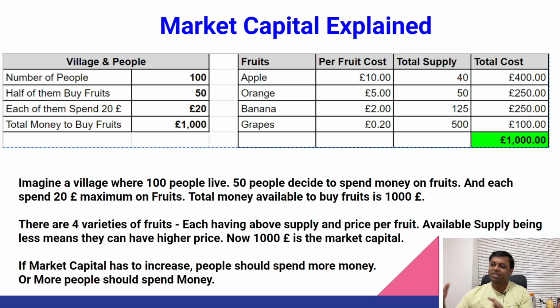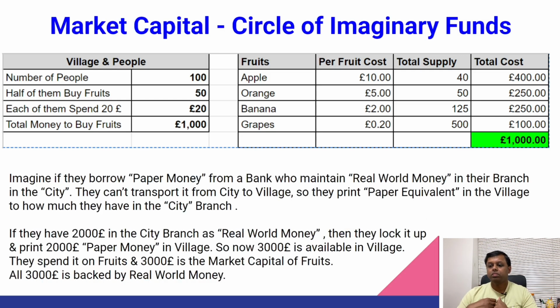So with that supply of fruits, with that money, you cannot increase the price of the fruit. To increase the market capital, to increase the price of the fruits, people should spend more money, or people should have more money to spend in the first place.